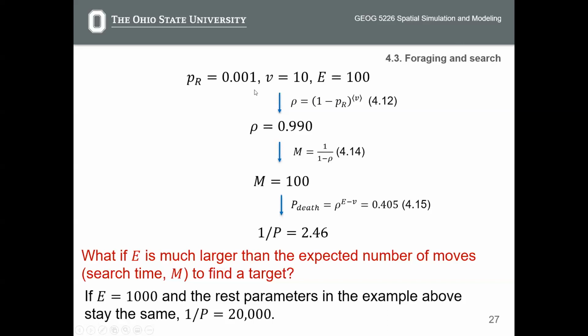Okay, so you can say that for most species, for most animals, PR is not something they can change. They can change V, they can change E. Okay, so of course you can play with these formulas a little bit, change some values of them, and see what's the difference of outcomes.